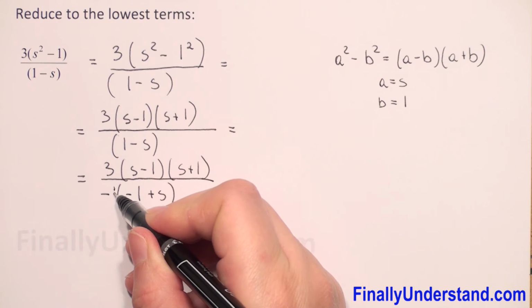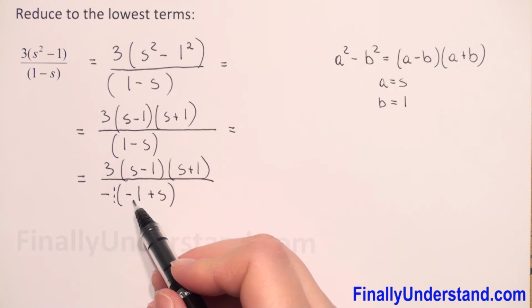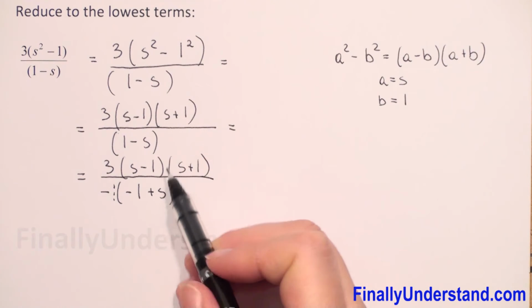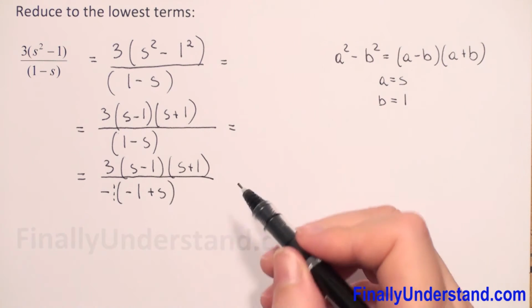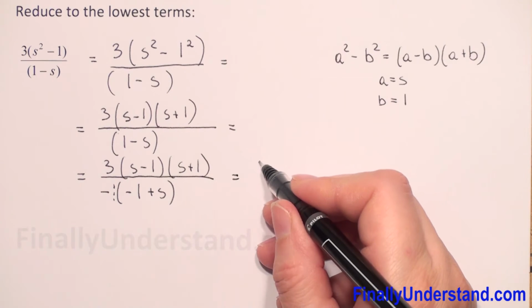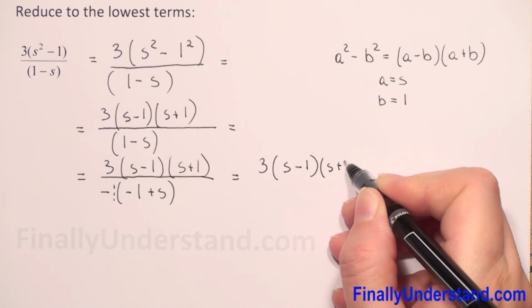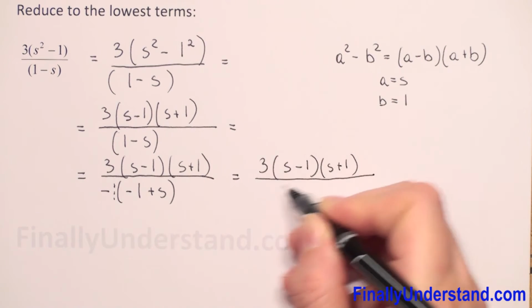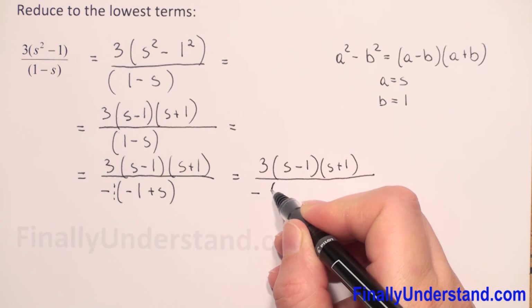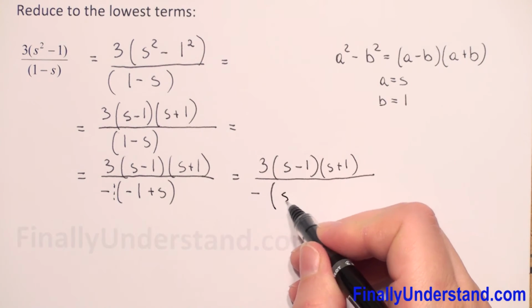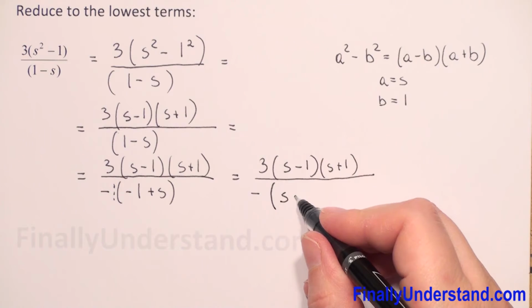Here is like an invisible 1. Negative 1 times negative s gives positive 1, and negative 1 times positive s is negative s. It is still the same. So now let me copy again our numerator. And now the negative sign we have in the denominator, and we can change it. First I can put positive s and we have minus 1.